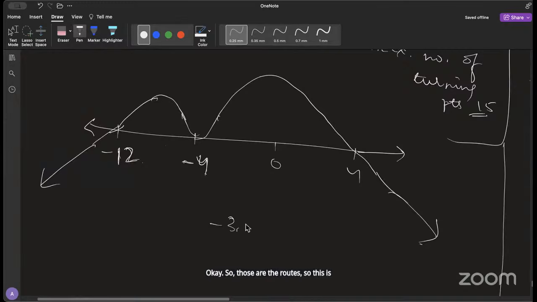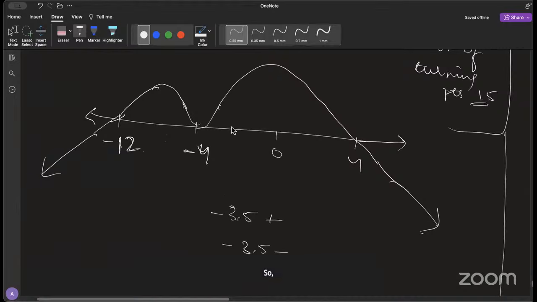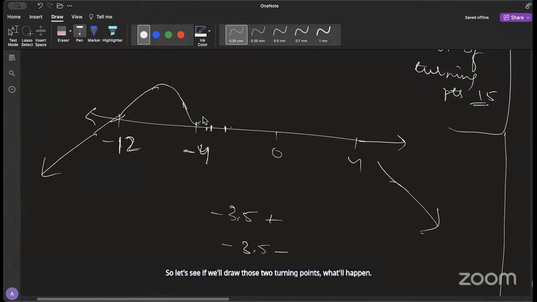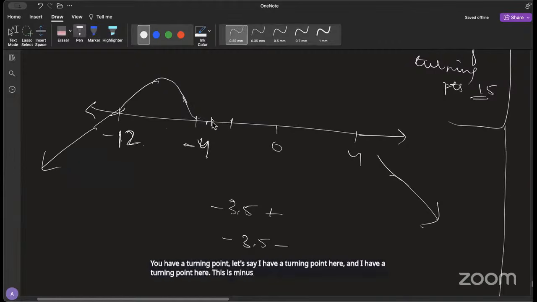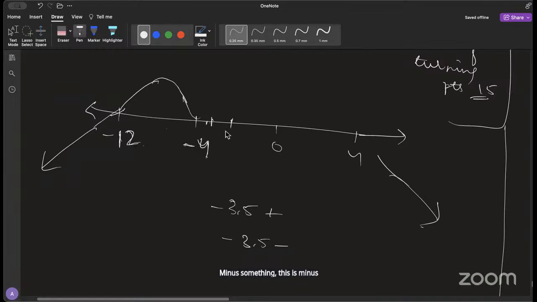So this is minus 3.5 plus something and minus 3.5 minus something, right? Yes, ma'am. The roots are here. 3.5 is somewhere here. So one of your turning points is here and one of your turning points is here. So you have two turning points here. Let's see if we draw those two turning points, what will happen. It will be this thing, then this thing, right? But let's say you have only two turning points. I have a turning point here and a turning point here. This is minus 3.5 minus something. This is minus 3.5 plus something, right?